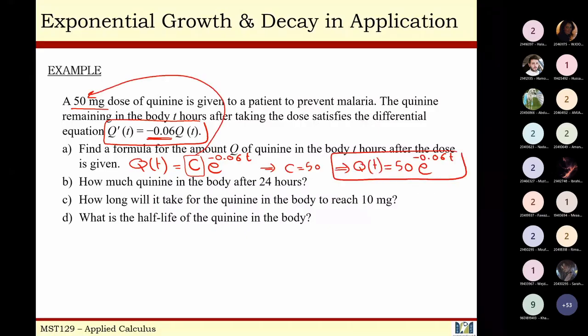Part b: how much quinine is in the body after 24 hours? After 24 hours, this means substitute 24. So this is equal 50 e to the power minus 0.06 multiplied by what? By 24, not 54. Okay, this equal what? This equal, by calculator.